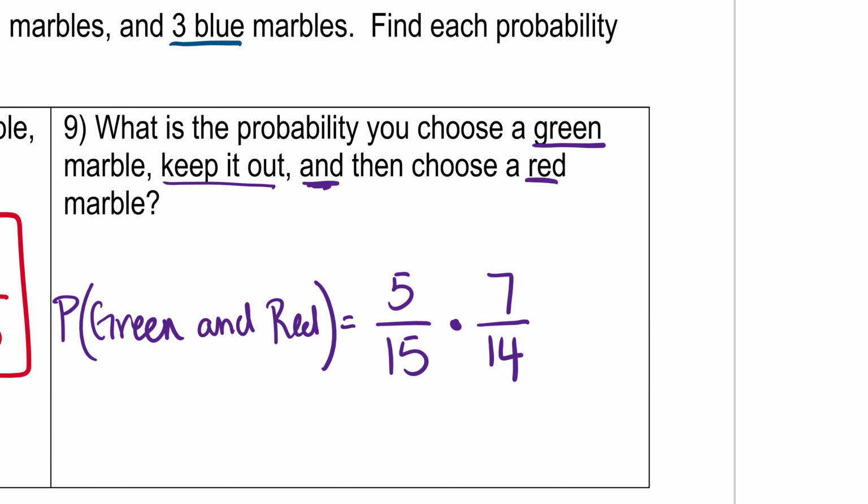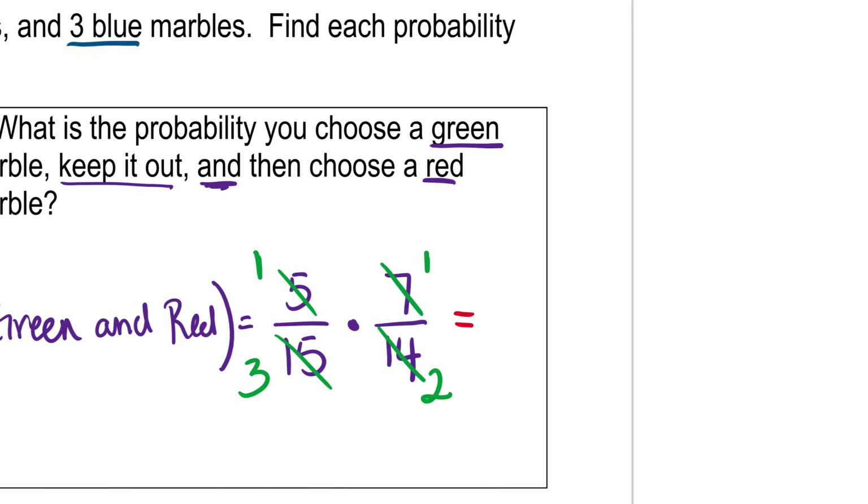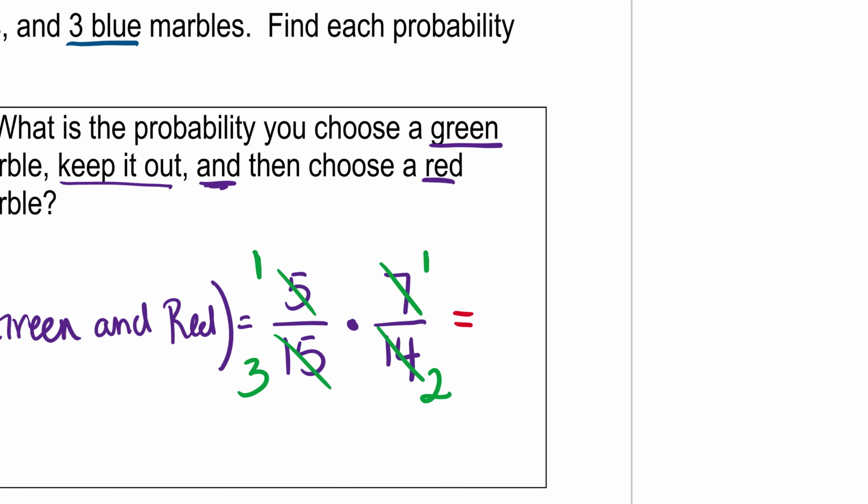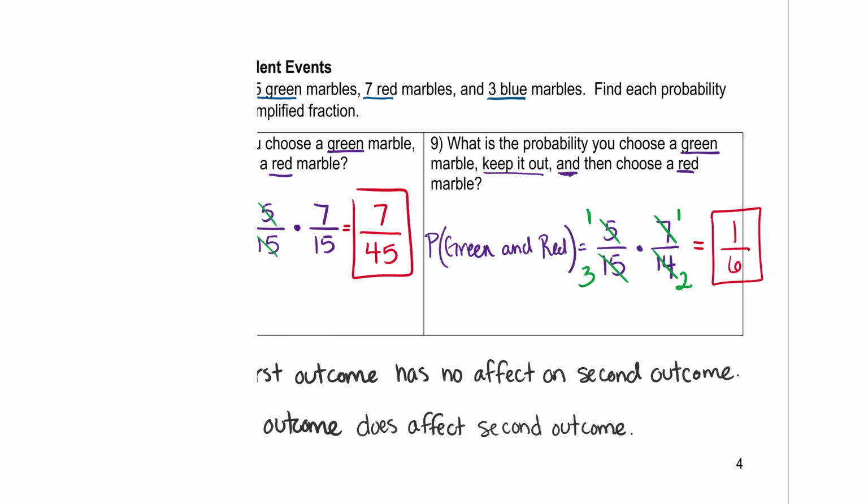Okay, so now I just have to multiply these, but I'm going to reduce. So 5 and 15 is 1 and 3. And now, hey, I can reduce 7 and 14. That gives me 1 and 2. So look at that. I can multiply on the top. 1 times 1 is 1. On the bottom, 3 times 2 is 6. And that's it. Can't reduce that at all.